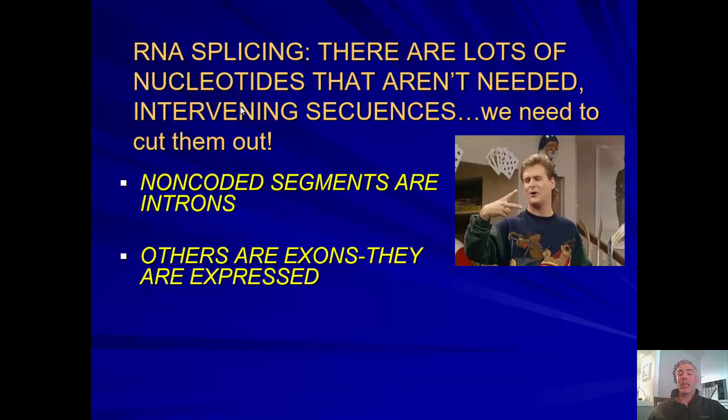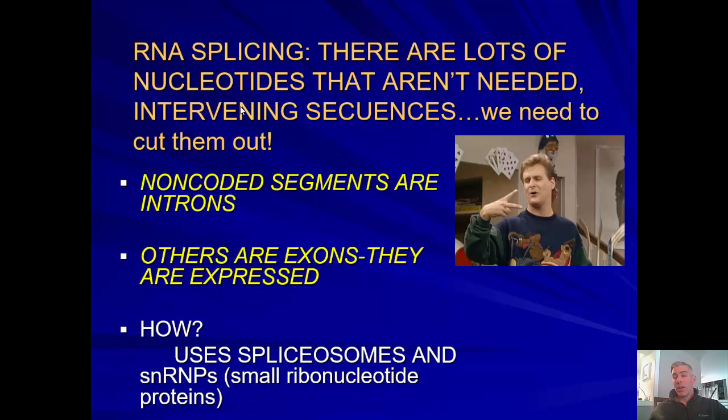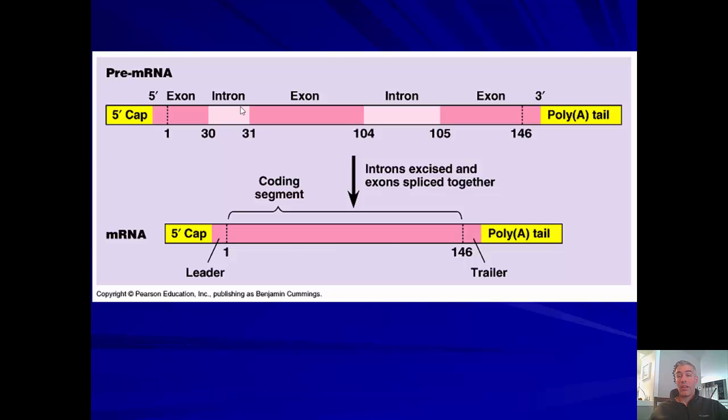Sometimes people get this confused and think the exons are cut out because it sounds like exit, but that's not what exon means. It means expressed, where an intron is not expressed. We want to cut those things out. And we do this through special structures called spliceosomes, which use small ribonucleoproteins and special RNA molecules that will cut these introns out.